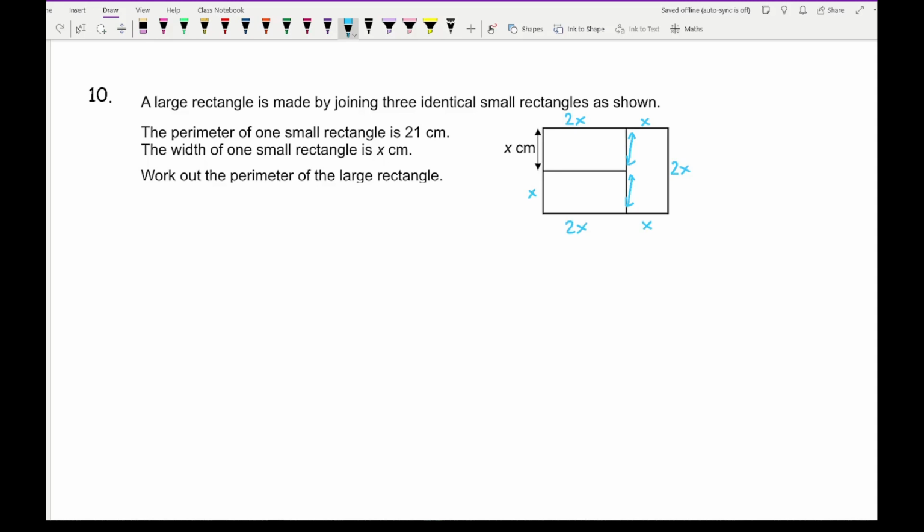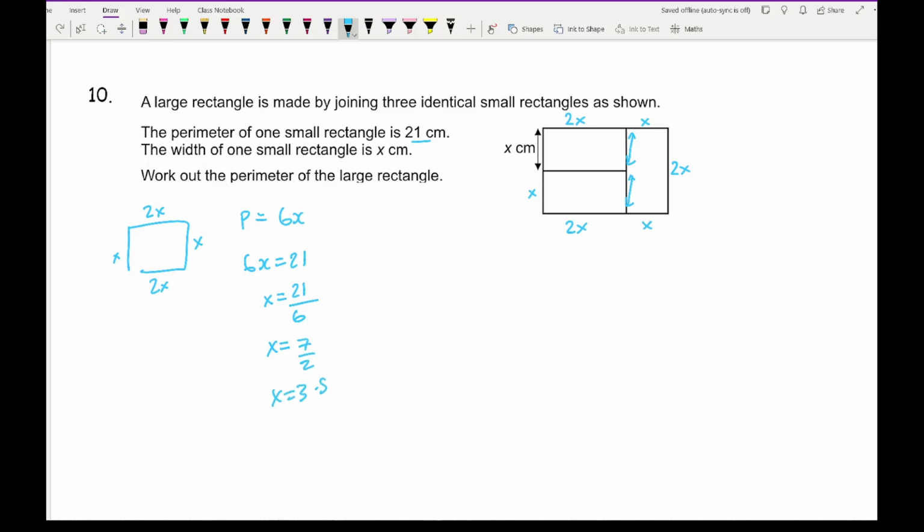Now in terms of the perimeter of a small rectangle, well, that's 2x by x, 2x and x. So the perimeter is going to be 6x, and that equals 21. So 6x equals 21, so x equals 21 divided by 6. We're going to divide both numbers by 3, so that's going to be 7 over 2, so x equals 3.5.